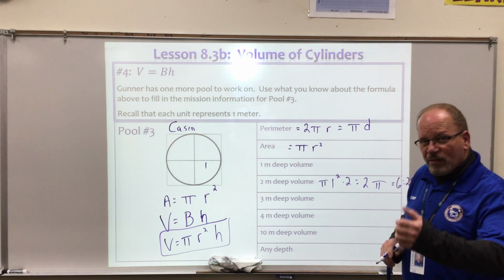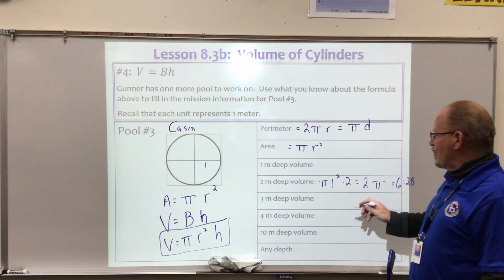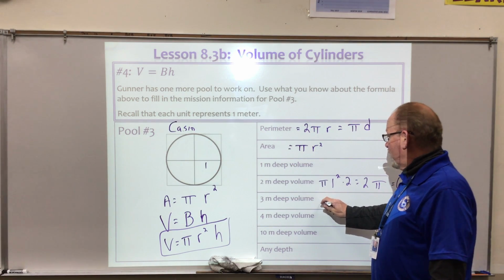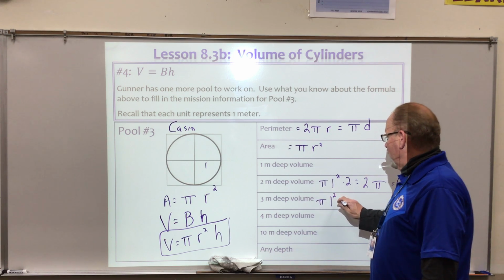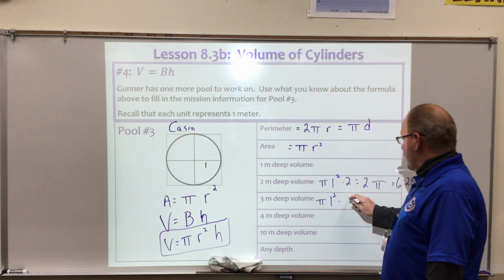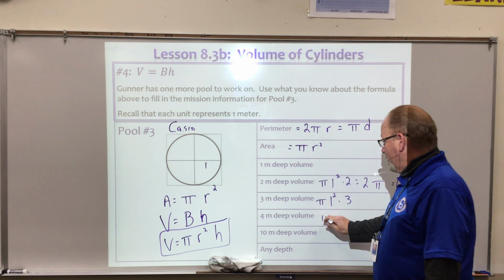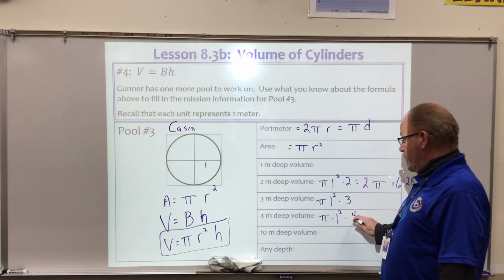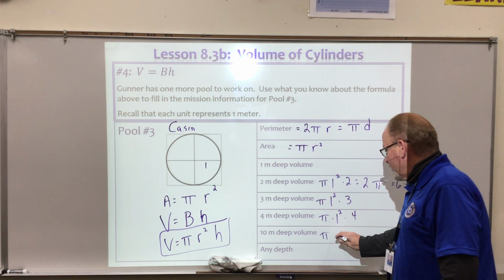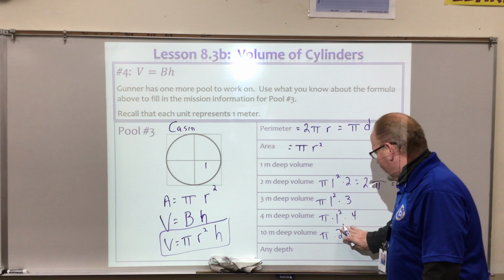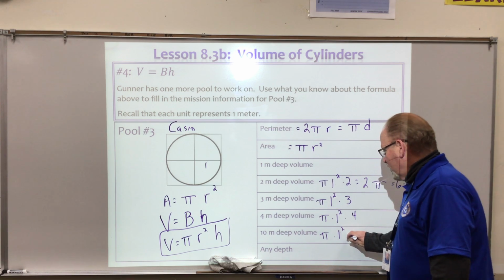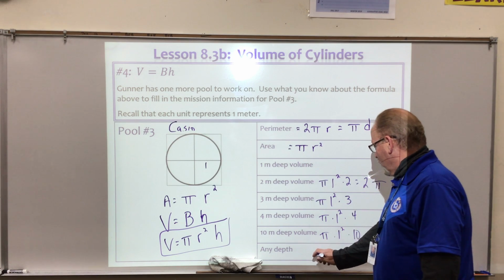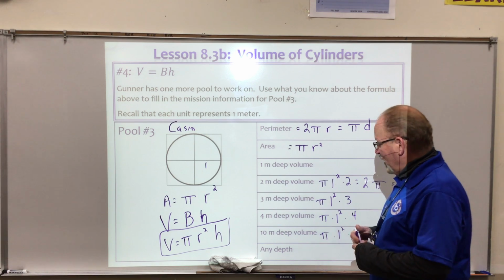Feel free to use your pause and rewind buttons, because I don't want to go too fast. So if this radius is 1, then this would be pi times 1 squared times 3 meters deep. Pi times 1 squared times 4 meters deep. Pi times 1 squared times, it's still 1 radius, times 10 meters deep. Okay, any depth: pi times r squared times any depth.